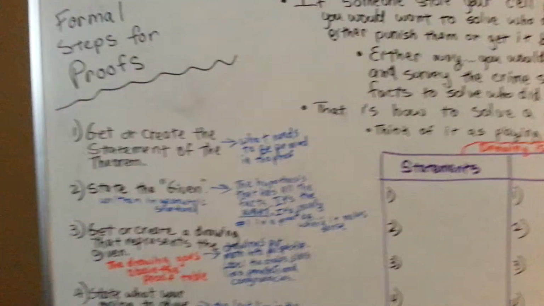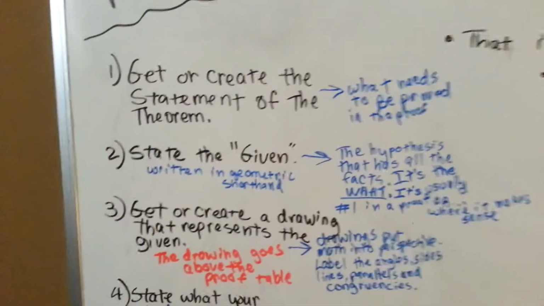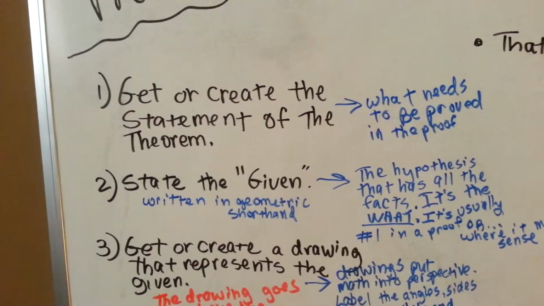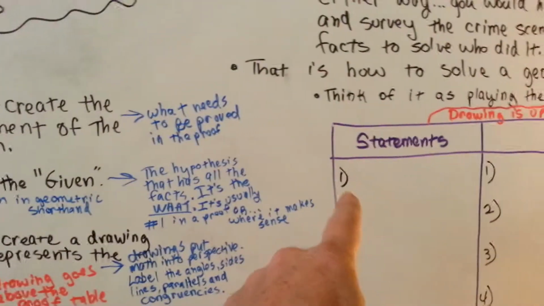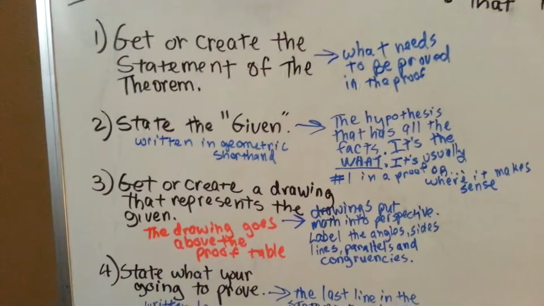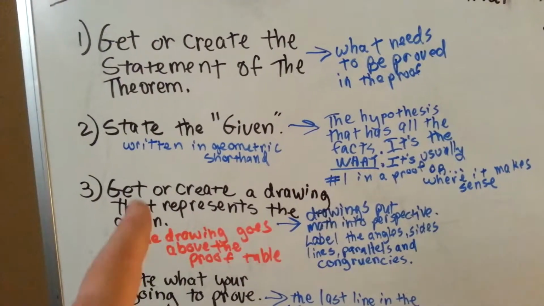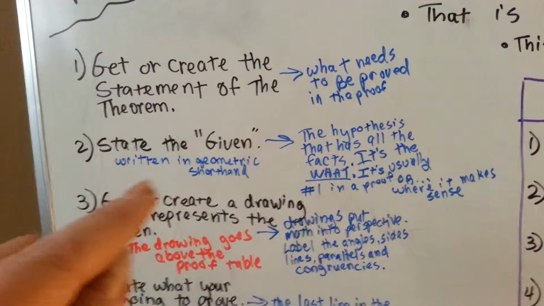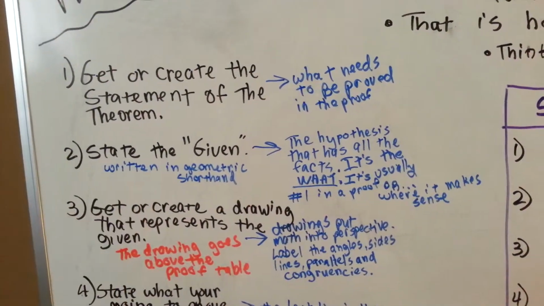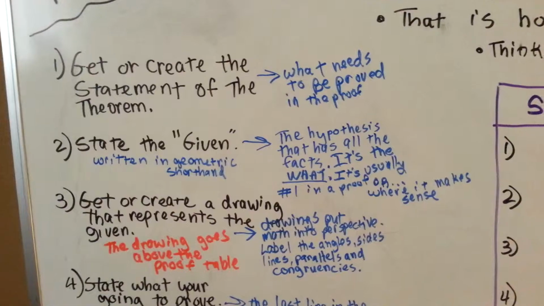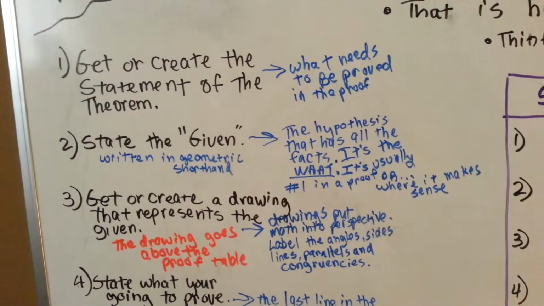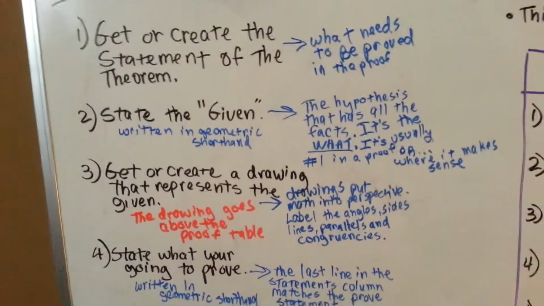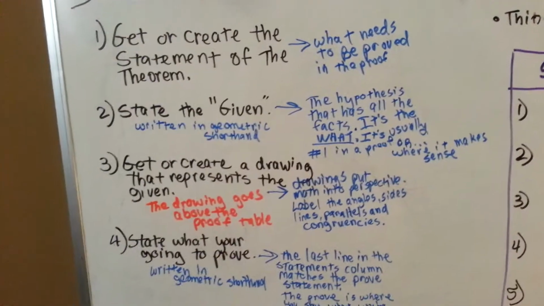So, here are the formal steps, okay? You get or create the statement of the theorem, what needs to be proved in the proof. It goes right there. You state the given, usually written in geometric shorthand with symbols and everything, and variables, AB is, angle and all of that stuff, and congruent signs. It's the hypothesis that has all the facts. It's the what. It's usually number one in a proof or where it makes sense to be. So it doesn't always have to be number one. The given is just usually number one.